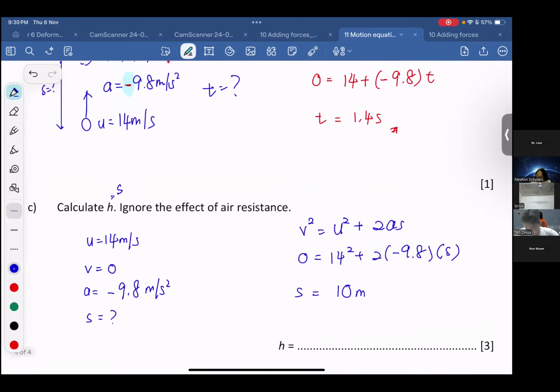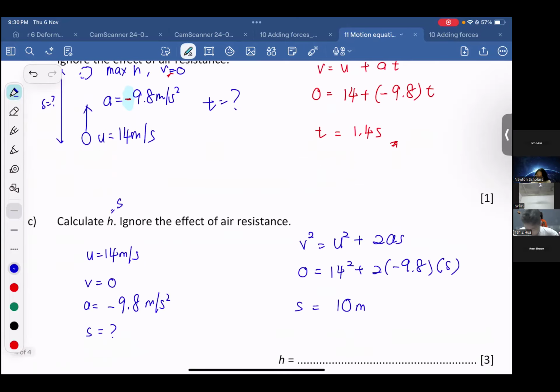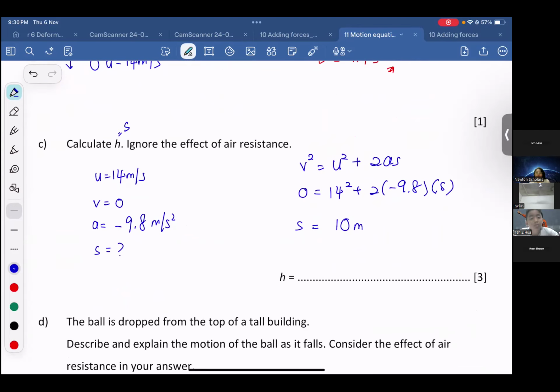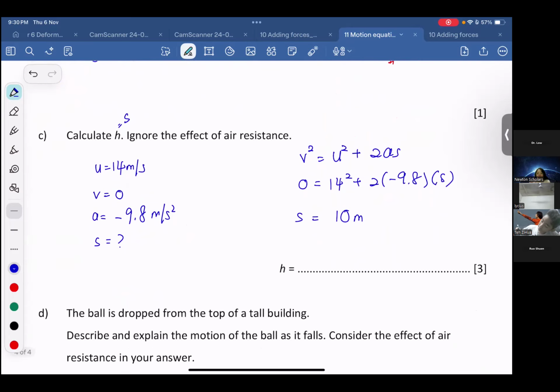If you apply the time we just found and use other formulas to get your s, you will get the same answer. Boys and girls, if you use other formulas which involve t, you'll get the same answer. For C, any question there? If no question, give me a response, then I'm going to do it now.